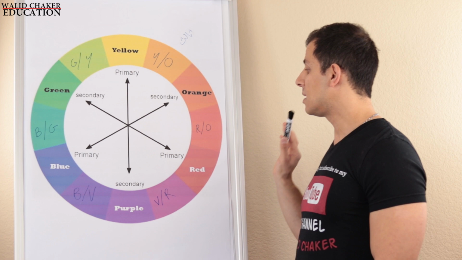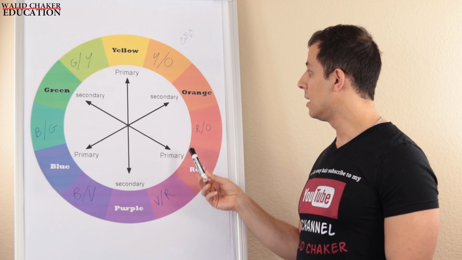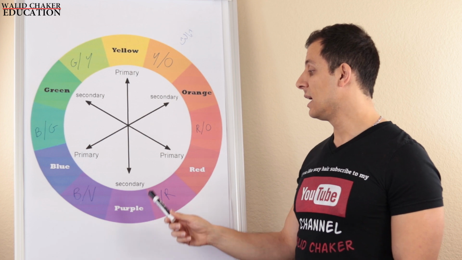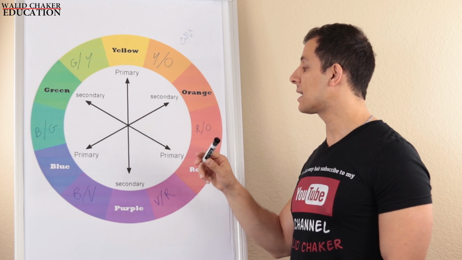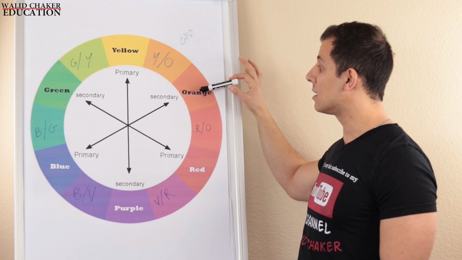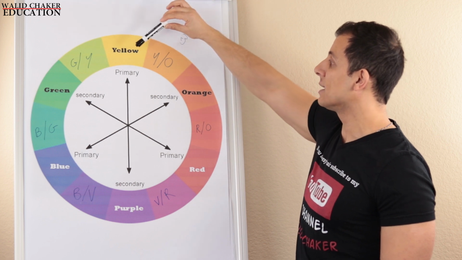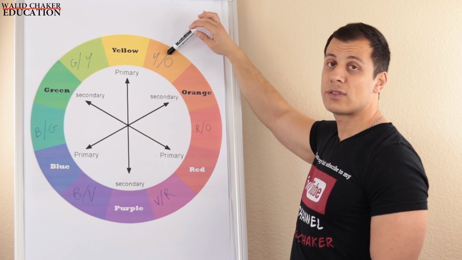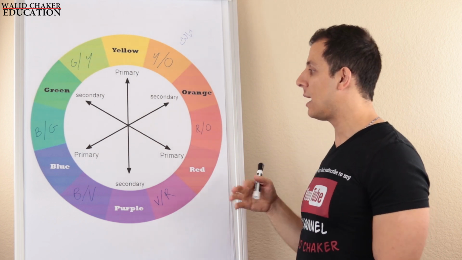So now we start to understand the primary colors, the three colors we cannot make: red, yellow, and blue. Then we have the secondary colors: orange, green, and purple. How do we make the secondary colors? We mix two primary colors, and they give us the secondary color. Then we talked about the tertiary colors. The tertiary colors are mixed between a primary color and a secondary color. I hope you guys understand now more about color.